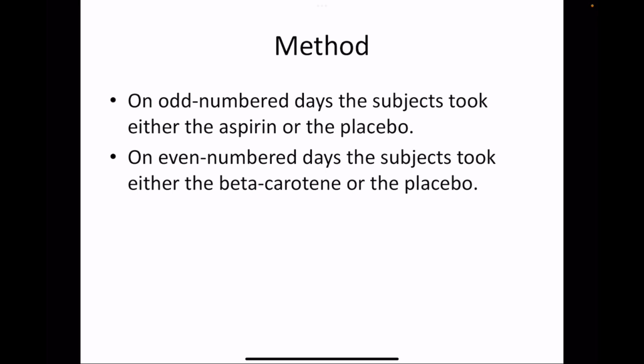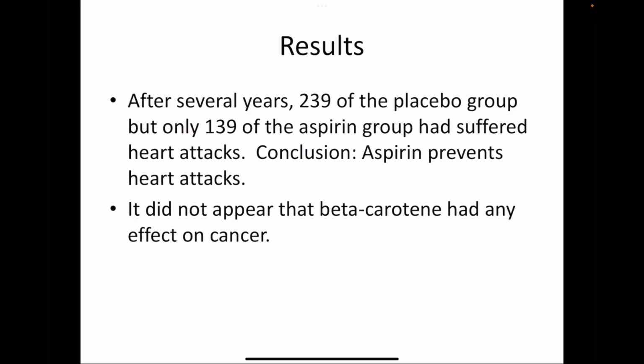Now, this experiment was cut short. One thing they found out is that beta carotene really didn't do anything at all. But the aspirin did make a difference. In fact, it had a life-saving difference. And so even though the numbers you're seeing here are relatively small compared to the size, right? So 239 of the placebo group, but only 139 of the aspirin group suffered heart attacks. Still, you're talking about 100 people that it perhaps saved the life for. So they stopped the experiment early and they said conclusively, okay, aspirin prevents heart attacks.